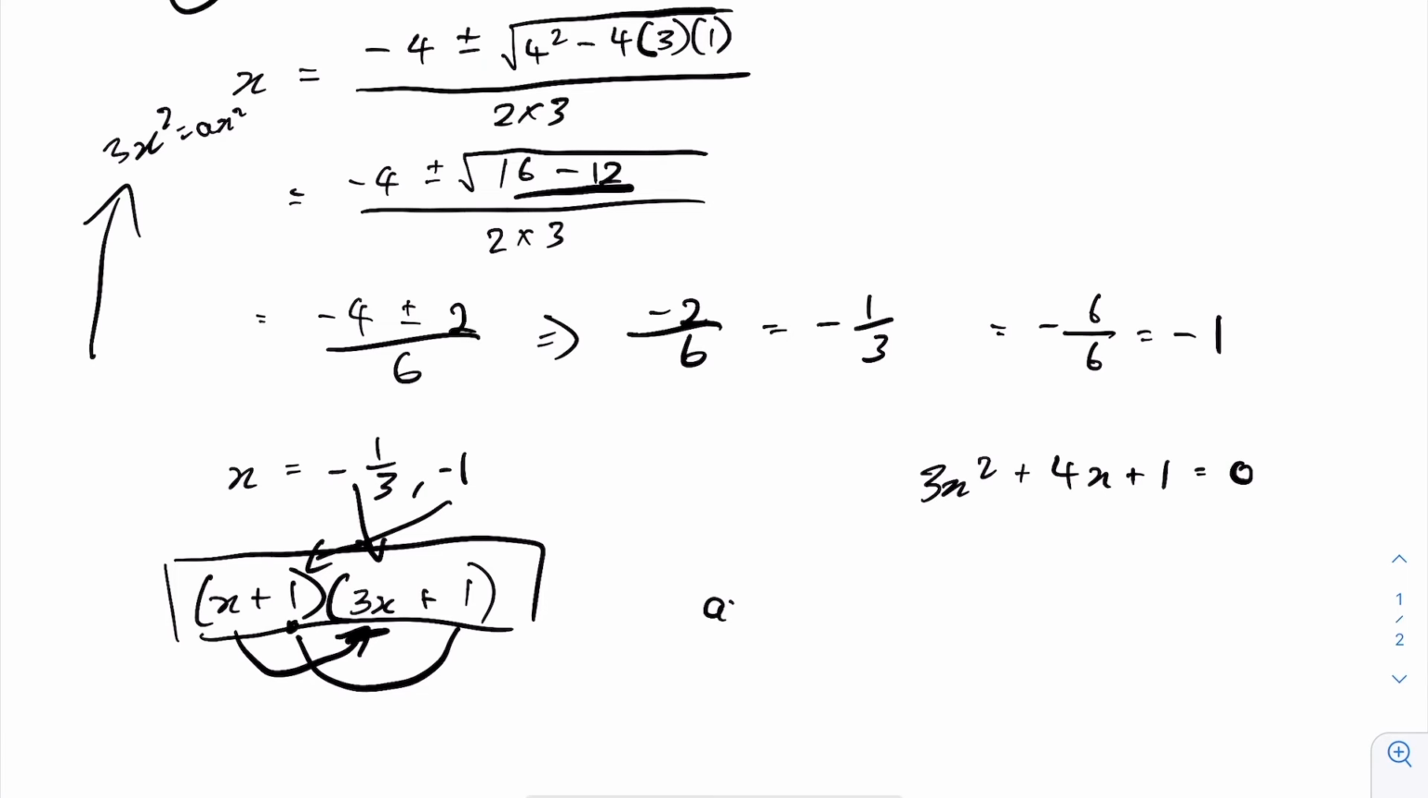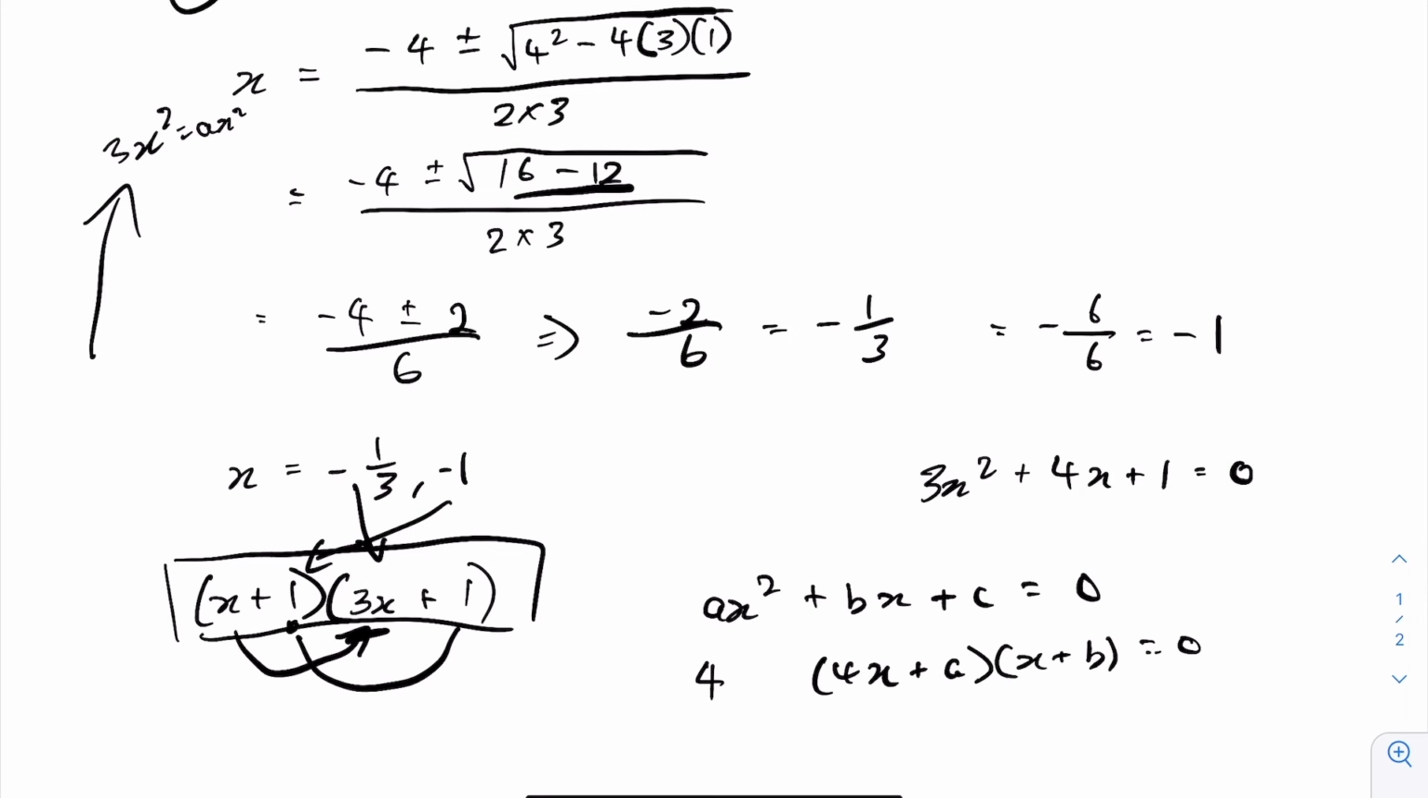Let's take our form again of ax squared plus bx plus c is equal to 0. Let's say a was 4. Well, you might be thinking, oh, it's just 4x plus a, x plus b is equal to 0. Well, no, it doesn't have to be, because 4 can be factored into 2 and 2. So it could be 2x plus a, and then 2x plus b. And if you have larger numbers, like maybe 12, it could be 4, 3, 6, 2. It could be any of the factors being the coefficient of x as long as they multiply to give 4.